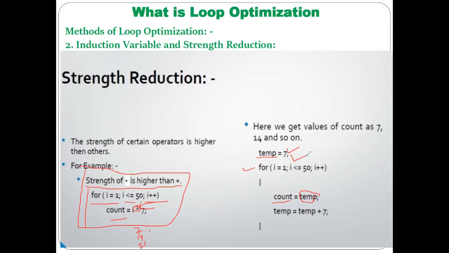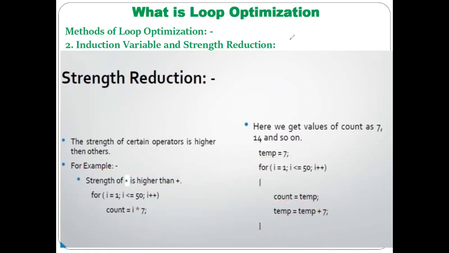And what is the value of temp? 7. Next, temp equal to temp plus 7. What will be the result? Initially the value of temp is 7, then after this the value becomes 14, after that 21, like this. What is the result coming from this code? The same result you get from the earlier code also. The only difference is that you have replaced the high strength operator with the less strength operator. You have replaced the star with the plus, and still the result remains the same. That is called the strength reduction optimization technique. Understood?